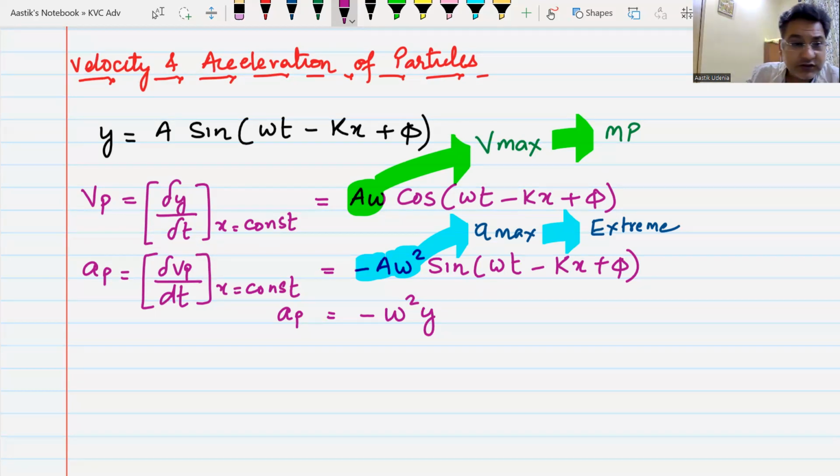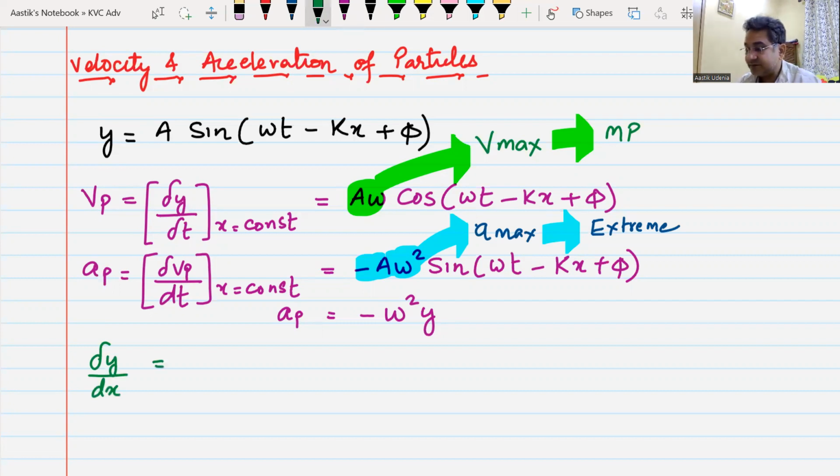I'll give you 2 minutes to note this down. Do the derivative on your own and see it with your own eyes and do it with your own hands. Now, since we have differentiated it partially with respect to t, we can also differentiate it partially with respect to x. That is a derivative you have to do on your own and tell me what will be the derivative of y with respect to x, keeping t constant.